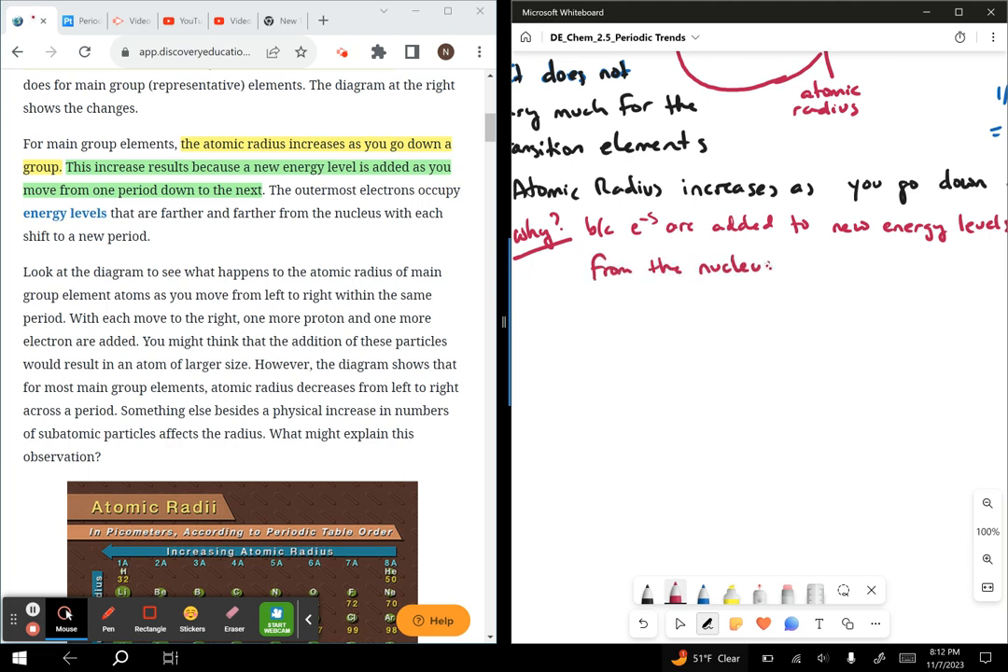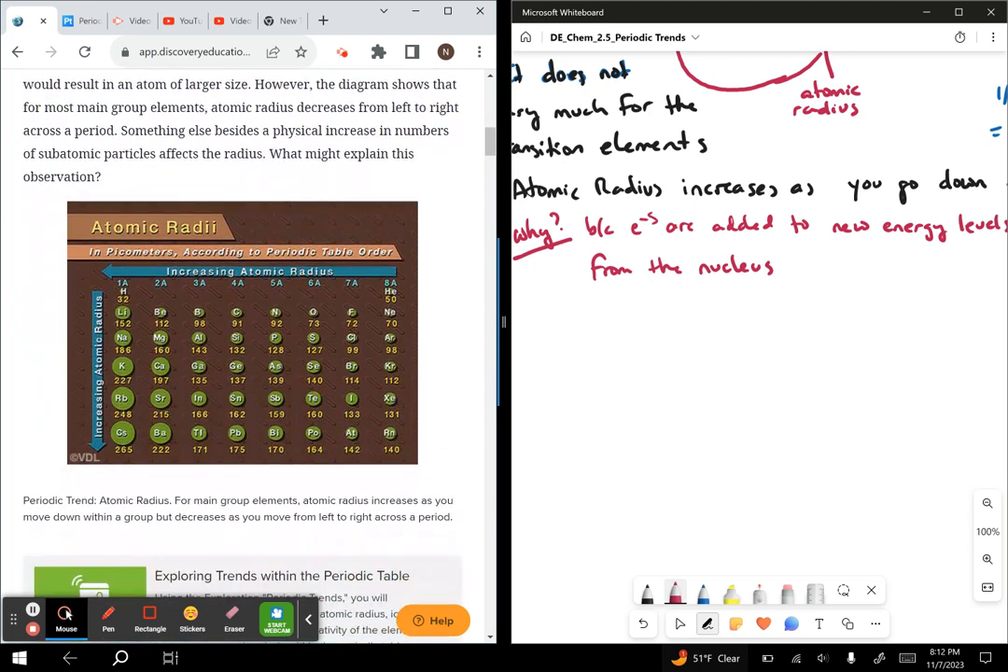Right. So if we jump down to the picture here, you can see the trends that they're trying to show. As you go down, you have an increasing atomic radius. Now, another thing that's worth noting is also when you go from right to left.